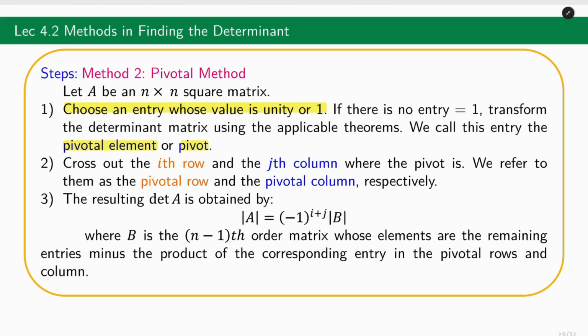The resulting determinant of A is obtained by, first, we have the locator. This is the location of the locator for the pivot, and then we have the submatrix that will be left. Of course, we take its determinant. The entries of this submatrix will be its own elements, but each entry will be subtracted by the product of the corresponding entries in the pivotal row and column. To further illustrate this, let us have our example.